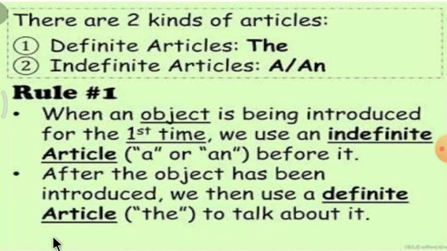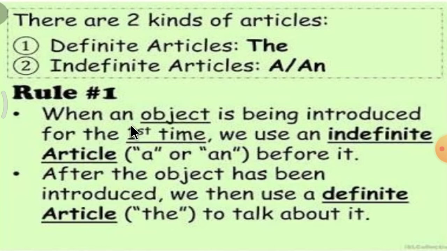Now let me give you an example. This is an apple. So, which article did I use? An, right? The apple is red. So, when I talk about the apple the second time, I use the. First time I used an, second time I used the. This is an apple. The apple is red.